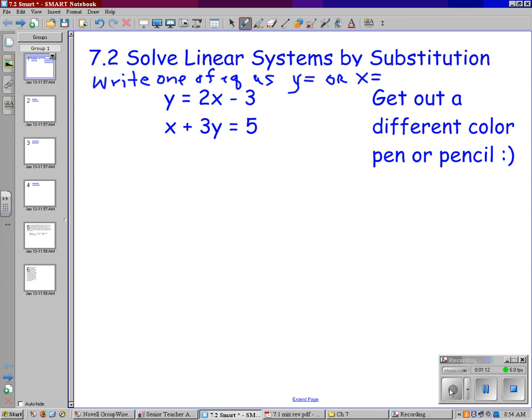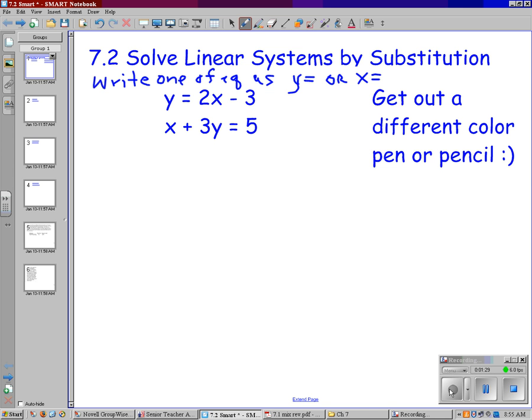If the author already has it as a y equals for you, use that hint and go ahead and keep it as y equals. Don't change it to an x equals. One of the equations has to be written as a y equals or an x equals.